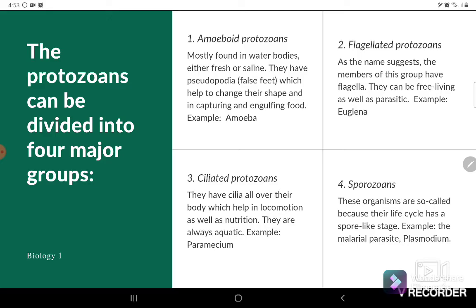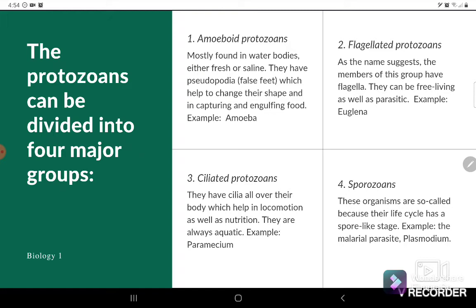Next, number 2, we have the flagellated protozoans. As the name suggests, they have the flagella or the flagellum for them to move. They are free living organisms, they float everywhere, and they are also parasitic in nature. An example of flagellated protozoa is the Euglena. And we also have here ciliated protozoans. Ciliated means they have cilia all over their body for their locomotion.